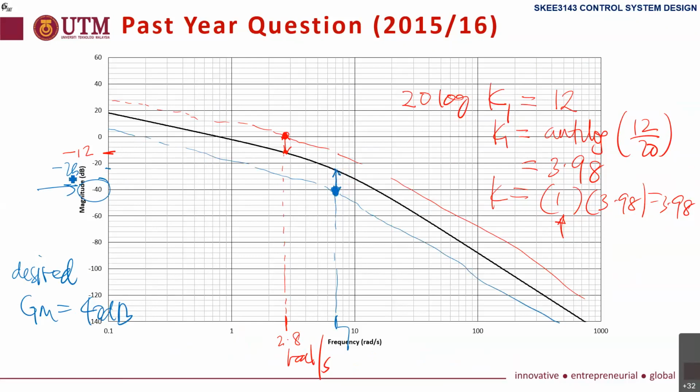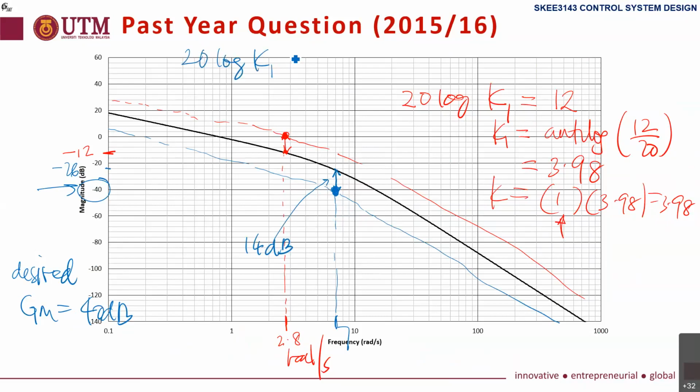And how much we want to shift is this value by this gain. It is initially 26. We want to make it 40. Then we reduce by 14 dB. Here the difference is 14 dB. So that we finally get 40 dB gain margin. How to do it? Again, the same procedure as the first one. 20 log K.